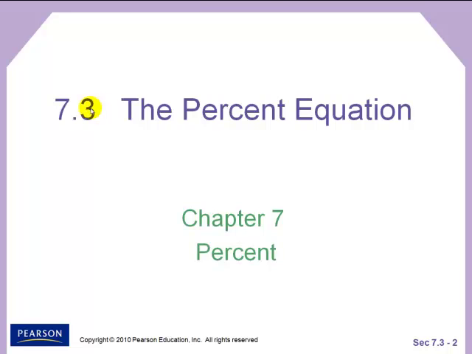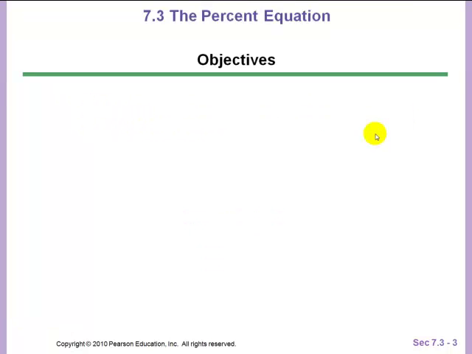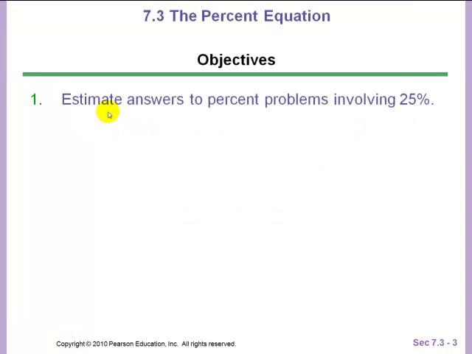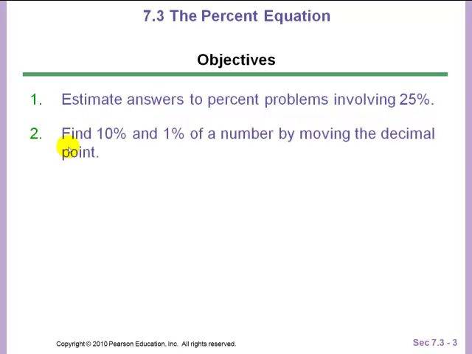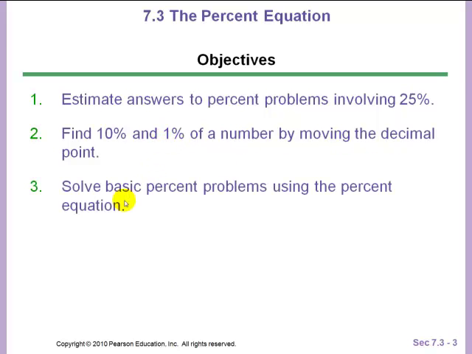Today we are doing section 7.3, the percent equation. Our objectives: 1. To estimate answers to percent problems involving 25%. 2. To find 10% and 1% of a number by moving the decimal point. And 3. To solve basic percent problems using the percent equation.